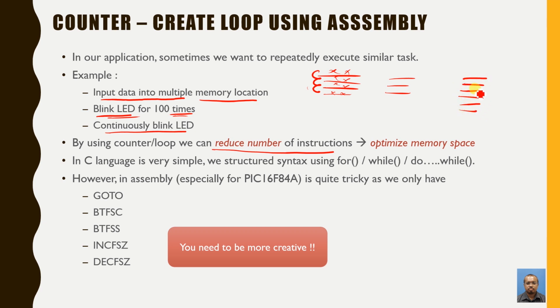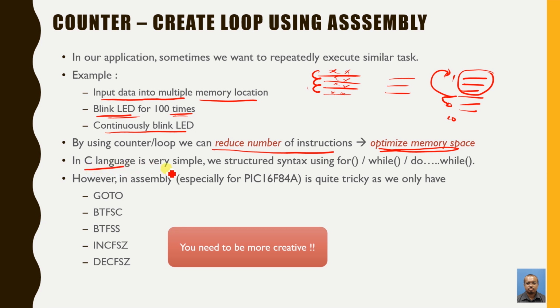So let's say you have up to 10 lines, you might probably just need like 3 to 4 lines instead of 10, and then it will just loop here again and again until the counter is finished, and then it will skip and do the next one. Okay, so it actually optimizes the memory space. As you know, PIC16F is a simple microcontroller, so it has some limited memory.